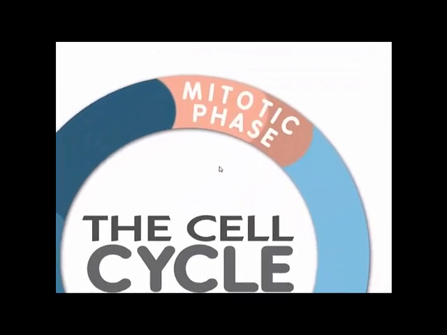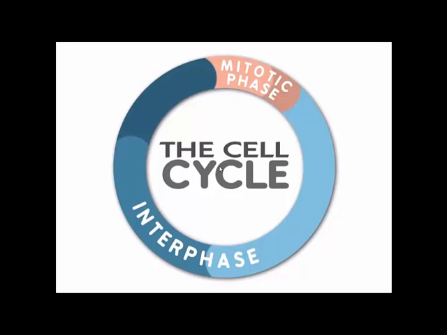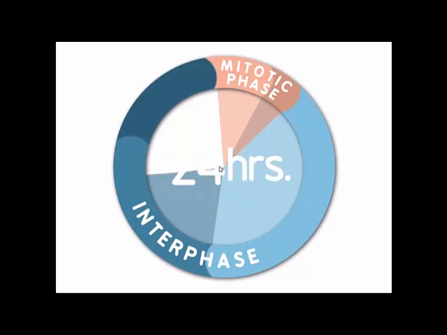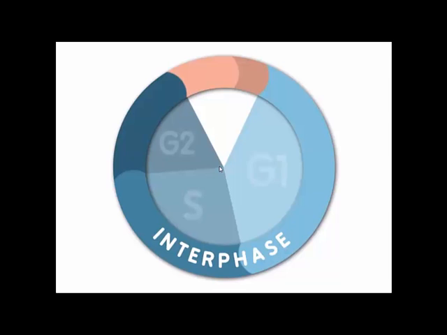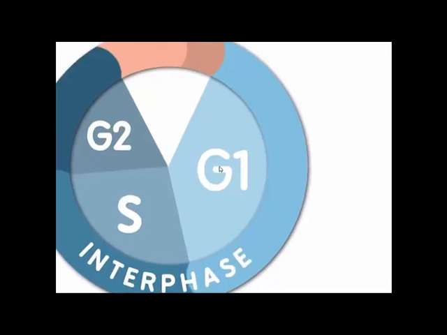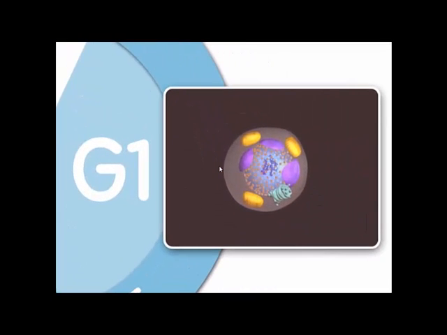Mitosis is only one part of what is called the cell cycle. For many eukaryotic cells, a cell is duplicated every 24 hours. Most of the life of a cell is spent in interphase. Interphase consists of three stages called G1, S, and G2. G1, or GAP1, is the first growth stage of interphase.